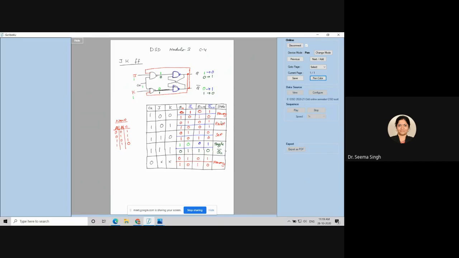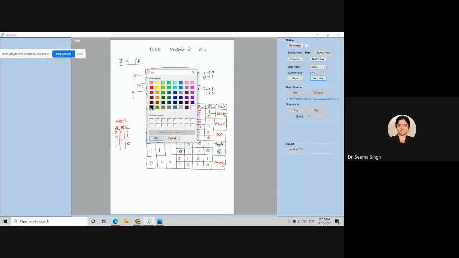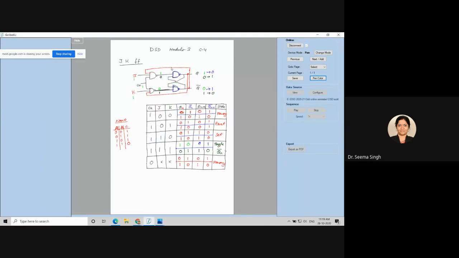Is this part clear to all of you? Is this part clear? If any doubt is there, you please ask me. Quickly. No doubt, everything is clear. Yes?